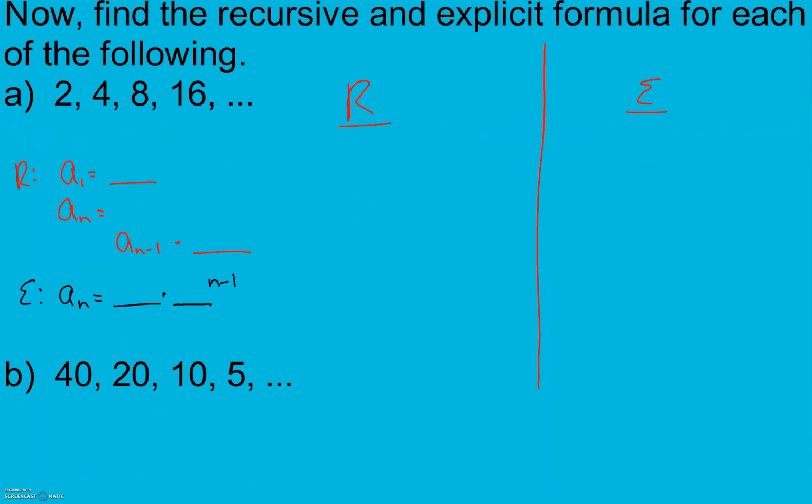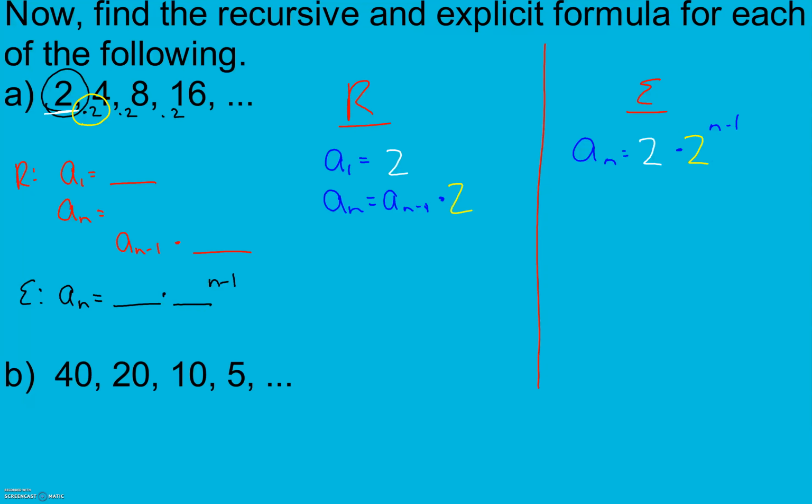So here, to go from 2 to 4, we're going to multiply by 2. 4 to 8, we multiply by 2. And 8 to 16, we multiply by 2. And my first term is 2. So my framework looks like this for my recursive. And for my explicit, that's my framework. Now we just plug in our values. So my first term is 2. And my common ratio here is also 2.